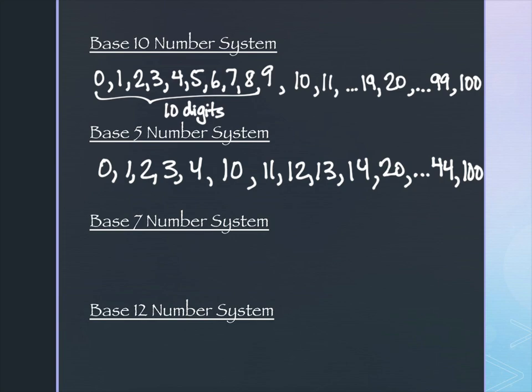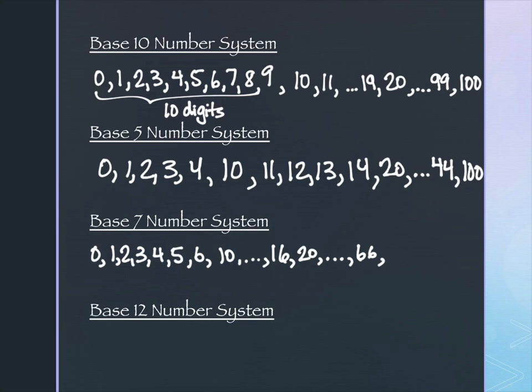Let's do the same thing for base 7. What are my digits going to stop at in base 7? 6. Cool. What's going to happen after 6? 10. And then I'm going to go all the way up to 1 what? What's my biggest 1 something number? 16. And then I have 20. And what is the biggest 2-digit number that I have? 66. After 66, I would have 100.